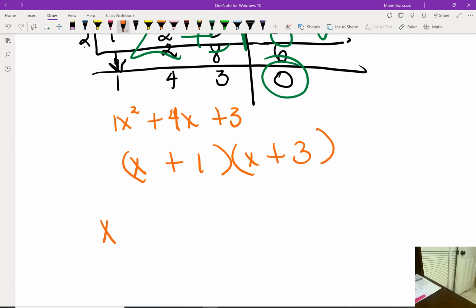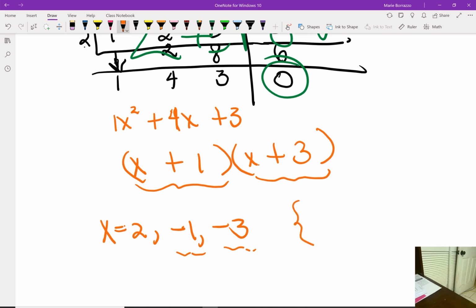So that means that x equal to 2 is a 0. -1 is a 0, and so is -3. And we get that from here. That's where these come from. All right. And so this is the solution set right here. Technically, we write these in order. So -3, -1, and 2.